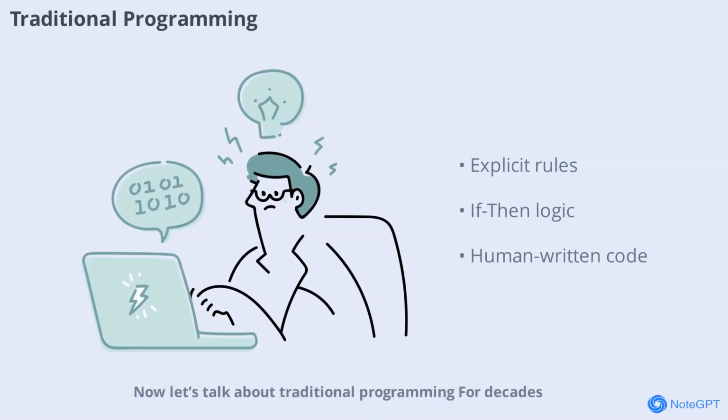Now let's talk about traditional programming. For decades, programmers have written explicit rules for computers to follow. This is the classic if-then approach. If something happens, do this. Every rule is carefully crafted by a human, and the system never deviates from these instructions. It's precise, predictable, and limited to what's been programmed.